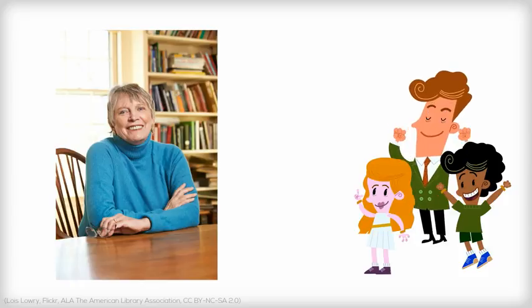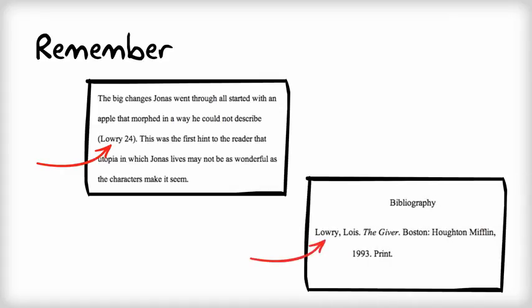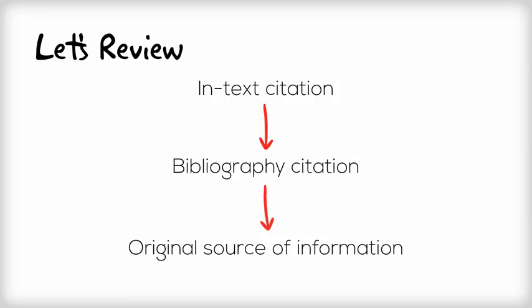Remember, make sure that the first word in the in-text citation matches the first word in the citation of your bibliography. That way, when people want to learn more about the source in your paper, all they have to do is look for the same word in the bibliography to find it. Let's review. The in-text citation takes readers to a specific citation in your bibliography, and the specific citation tells the readers where they can find the piece of information you used.